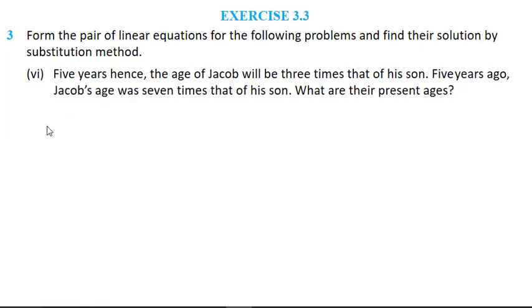Now the sixth problem is, 5 years hence the age of Jacob will be 3 times that of his son. 5 years ago the Jacob's age was 7 times that of his son. What are their present ages?